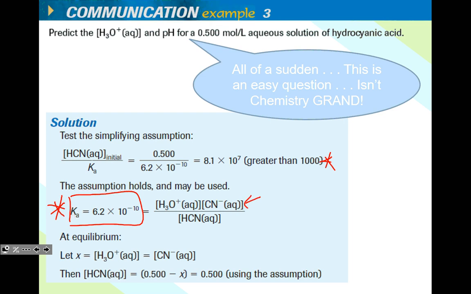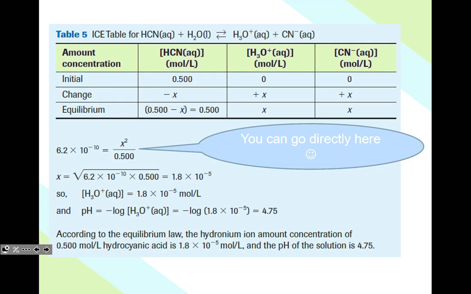You have your products over your reactant. And we know that we're going to be using x's, kiddos. We know that this is going to be x squared in the numerator. But instead of 0.500 minus x, you know it's just going to be over 0.500 moles per liter. So then we just basically isolate for x squared and take the square root, and you get an answer.